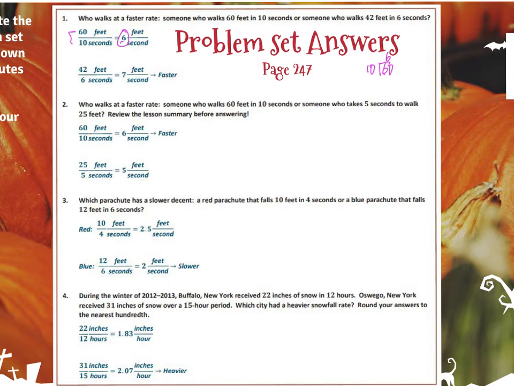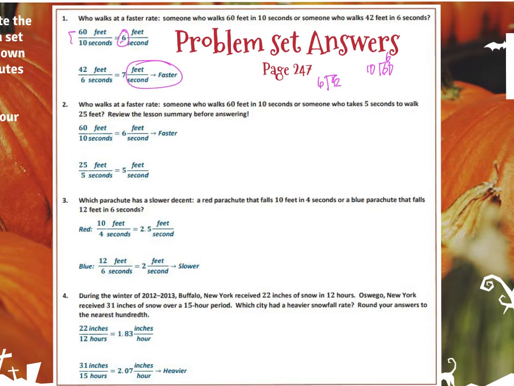Then we go down and we've got the other person with 42 feet and 6 seconds. So the numerator gets divided by the denominator. 42 divided by 6, I know that's 7. My label was feet over seconds. So when we compare those two, if I can go 7 feet in a second rather than 6 feet, yeah, this is definitely faster.